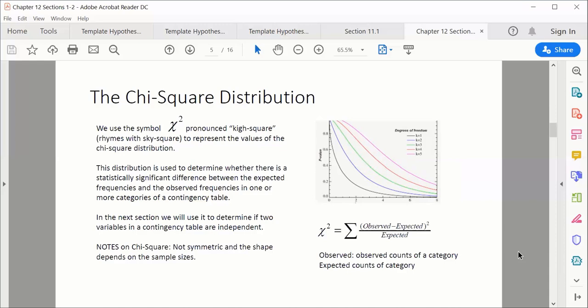It's not symmetric, obviously. Its shape depends on sample sizes. That's what the colors are about. If you go look in the book, or if you hit help me solve this, you're going to get this formula: observed minus expected, squared, over expected. It's horrible calculations. Luckily, StatCrunch does it all for us, so it's very simple. When we're talking about observed, it's what really happened, what the data says, versus what's expected by the model.